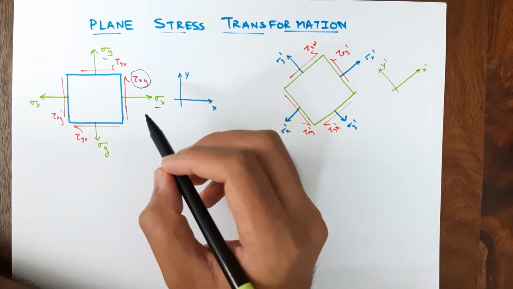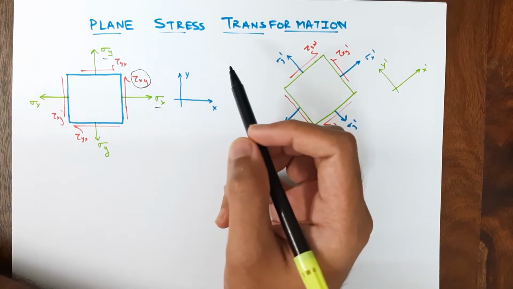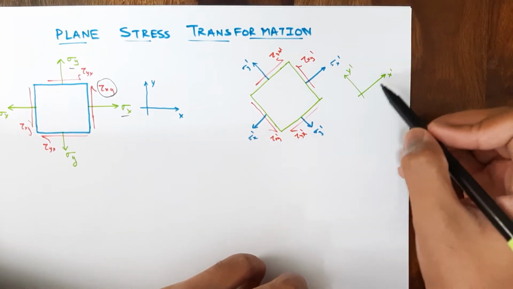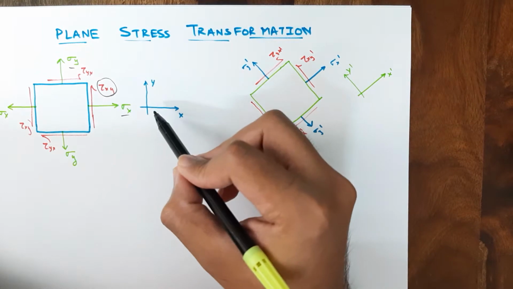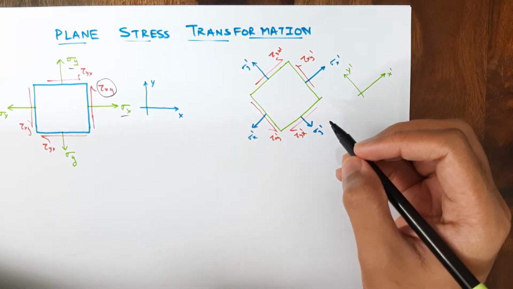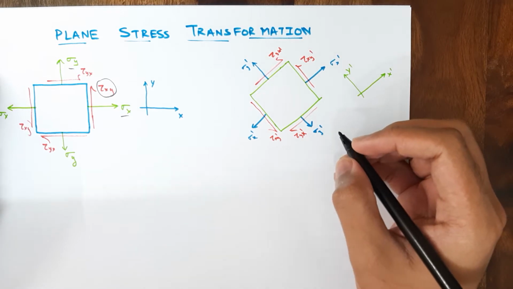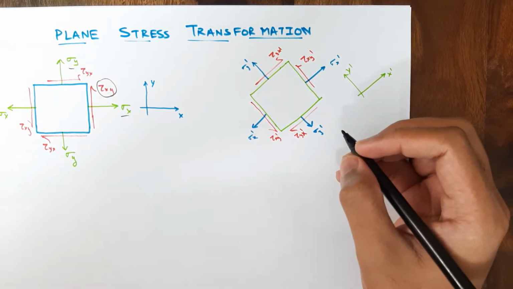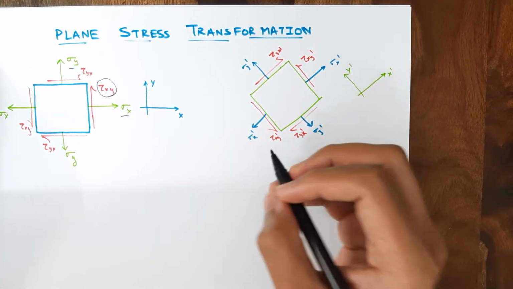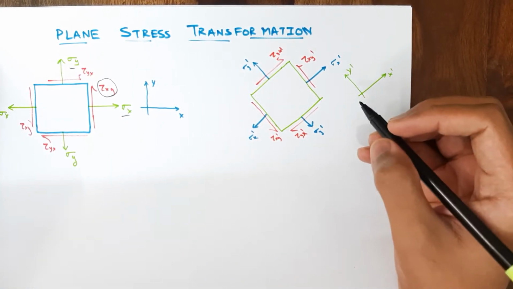So if at the same point we want to find the normal stresses and the shear stress for a different orientation, suppose for an orientation like this where the x' and y' coordinate system are at an angle with the actual xy coordinate system that we assumed earlier, so that is when we use plane stress transformation. So the procedure by which we go forward is we use force equilibrium. Because it is the same point, the force equilibrium should be valid.